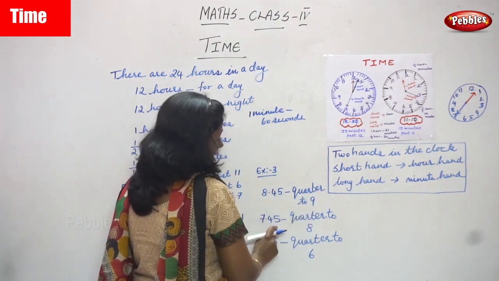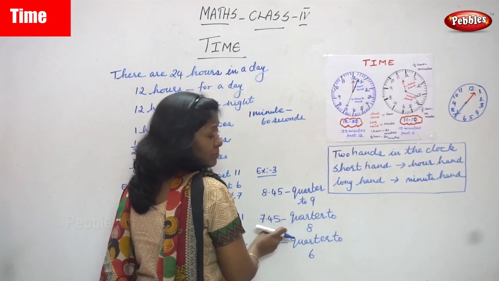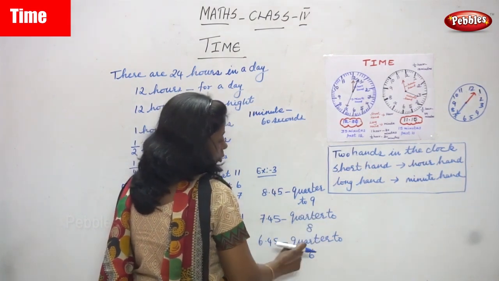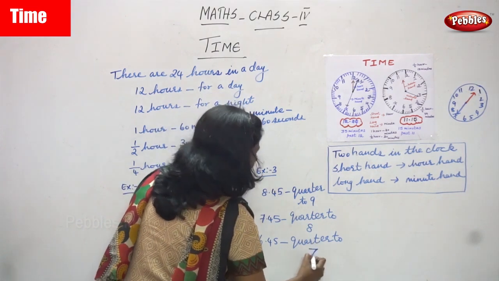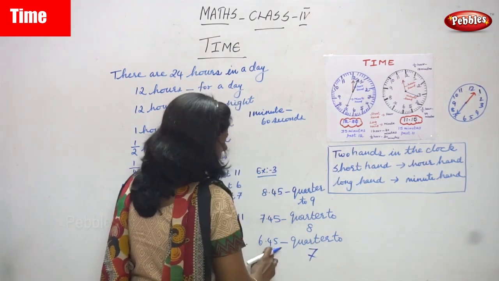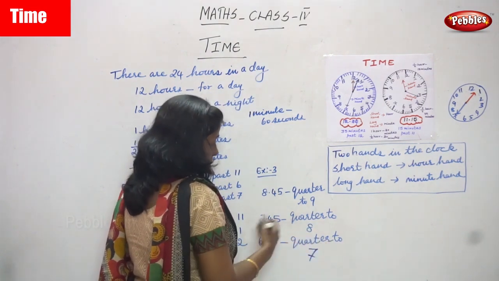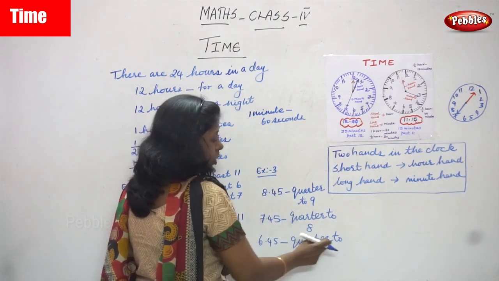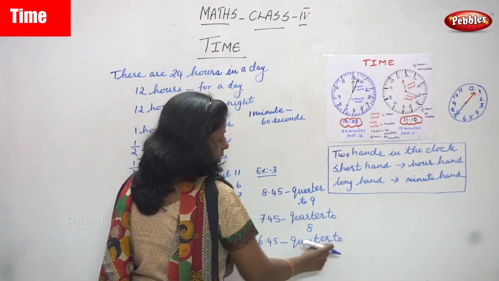And 7:45, that means it is nearest to 8 o'clock, then 15 minutes more only. So you have to write quarter to 8. Here 6:45, quarter to what? I've written quarter to 7 is the right answer. 6:45, because 15 minutes more only. If 15 minutes passed away, it becomes what? 7 o'clock. That is what you have written, quarter to 7. That means 15 minutes more.